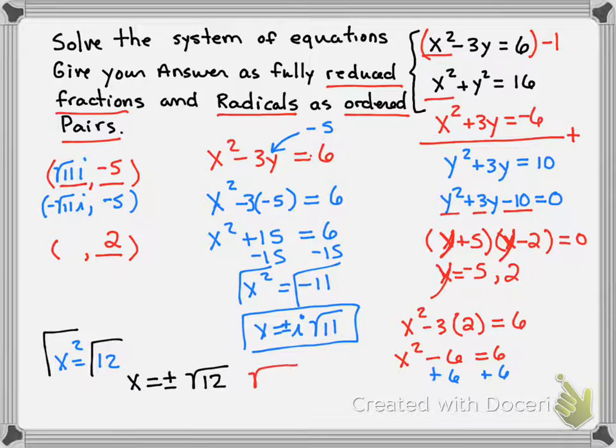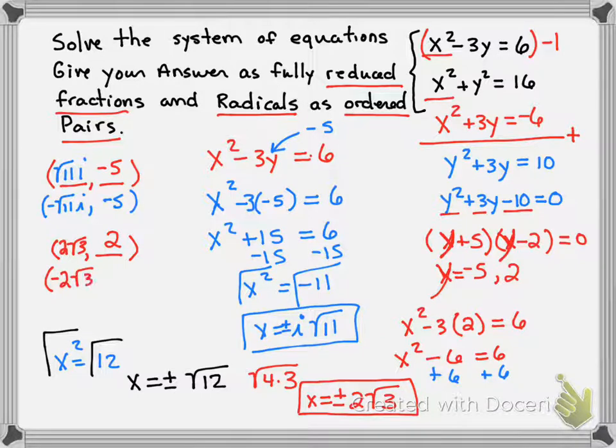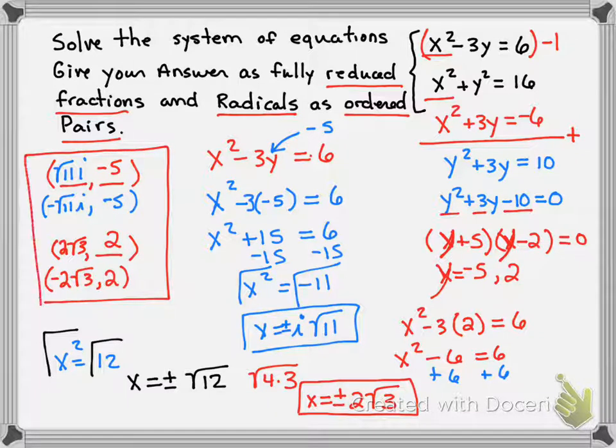This is really the square root of 4 times 3, so I'm going to have x equals plus or minus, well, the square root of 4 is 2, and the square root of 3 I can't simplify. So here's the other pair of answers. So I'm going to have 2 square root of 3, and then I'll have a -2 square root of 3, each going with the y value of 2. I've reported them as ordered pairs, and I've fully reduced my fractions and radicals.